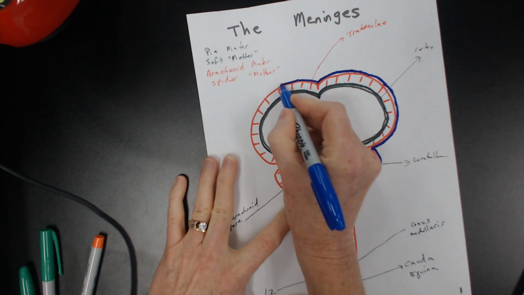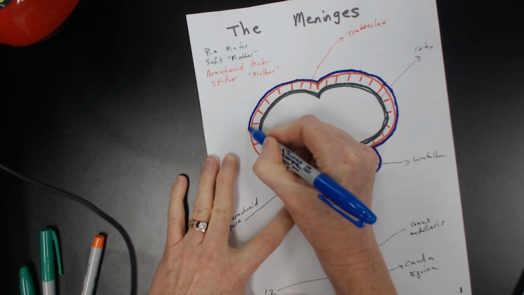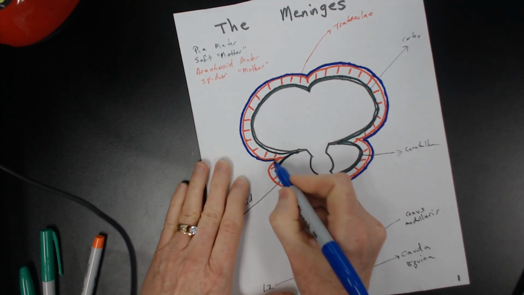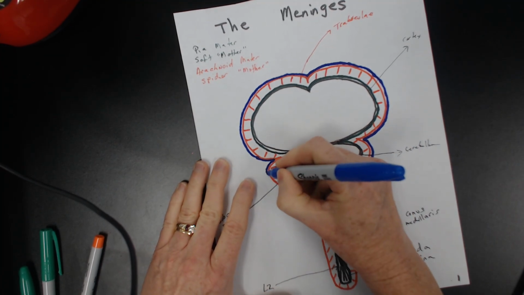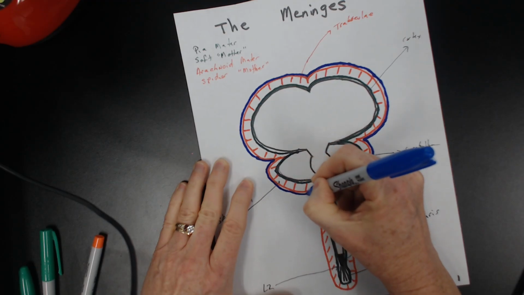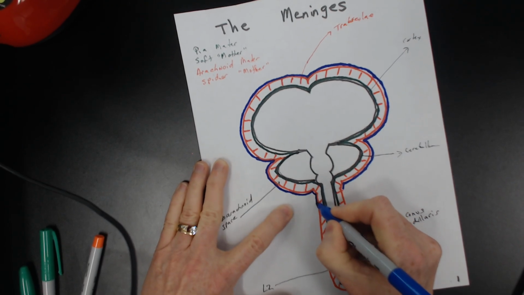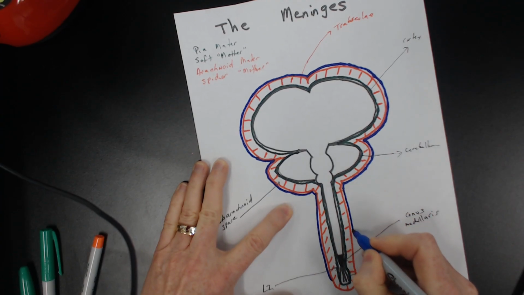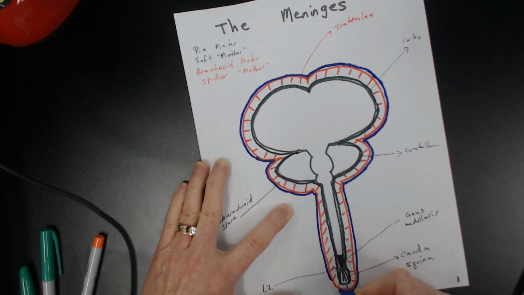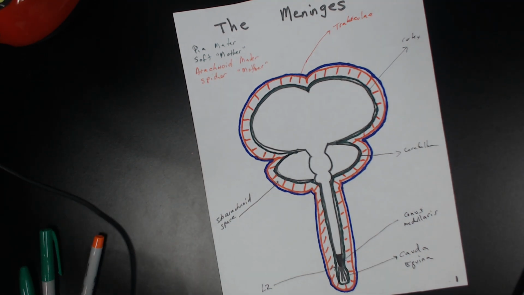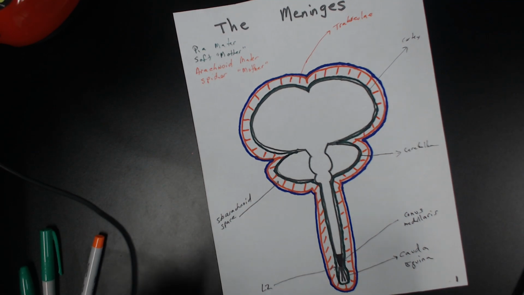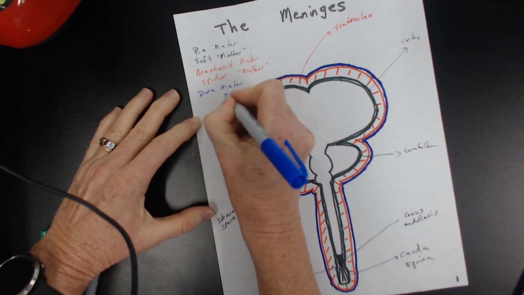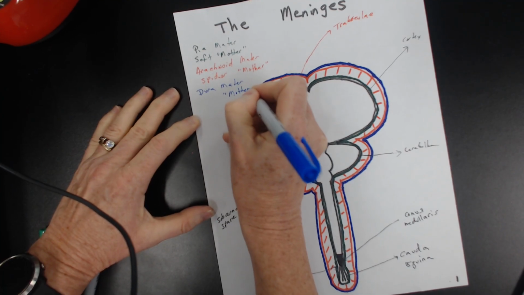Again, it goes all the way around. It's the final layer, and this layer is actually composed of two different parts. We're going to take a bird's eye view of the two different parts in a minute, but for now, I just want you to know that there's this third layer, and the name of the third layer is the dura mater. D-U-R-A, M-A-T-E-R.